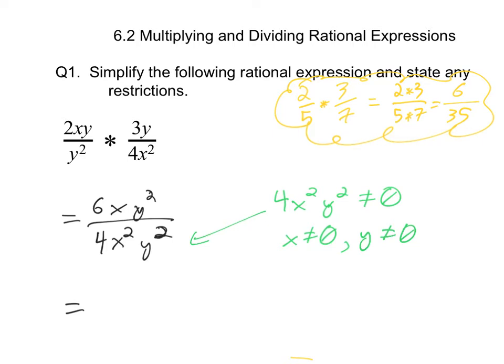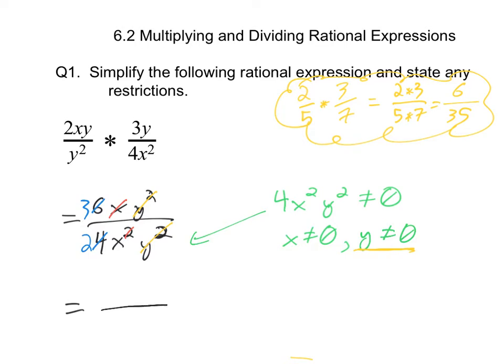Now that we have identified non-permissible values based on this denominator, we can start to do our simplification. So we have 6 over 4. They have a common factor of 2, so we're left with a 3 in the numerator and a 2 in the denominator. X divided by x squared will leave us with an x in the denominator and a 1 in the numerator. And y squared divided by y squared is equal to 1, provided that y is not equal to 0. So you can see why it was important to list that restriction before we did our simplification.